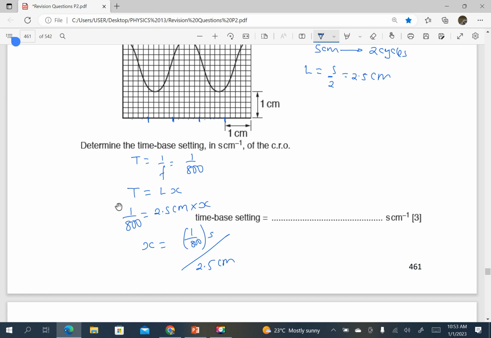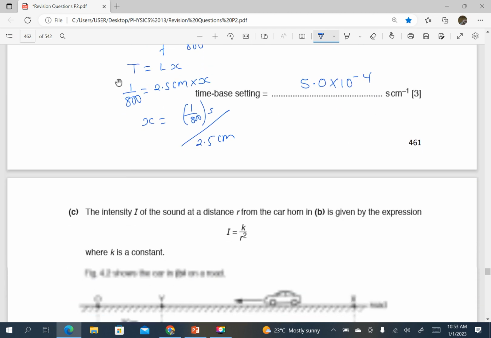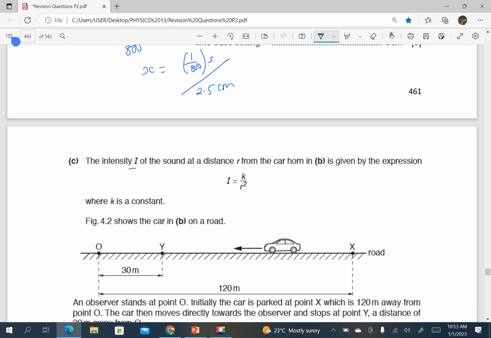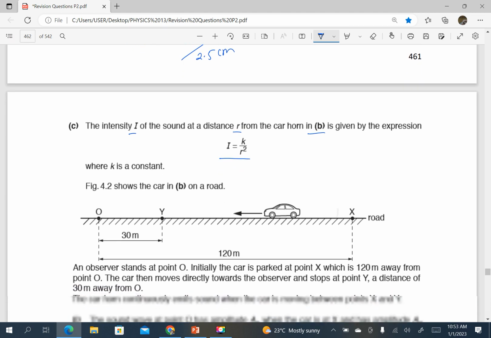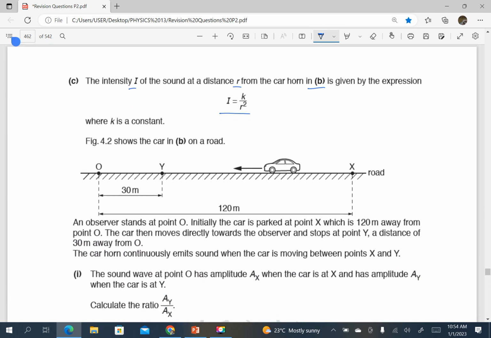So from my calculator, I'm getting the time period as exactly 5.0 times 10 to the power negative 4. The intensity I of the sound at a distance r from the car horn in B is given by the expression I is equal to k over r squared.